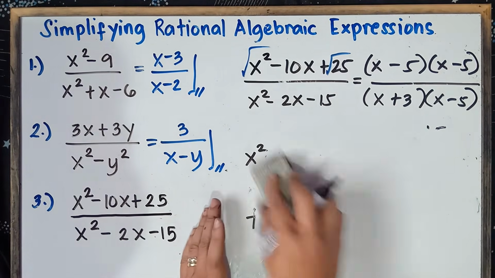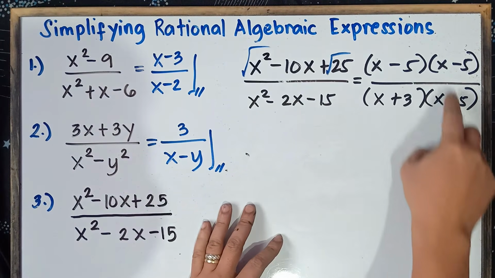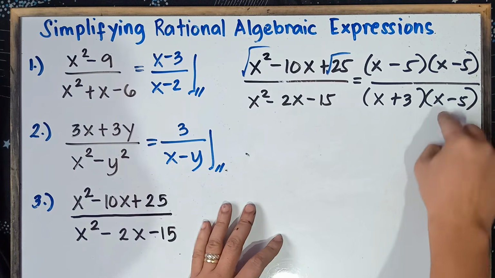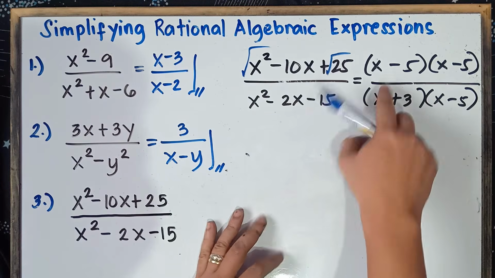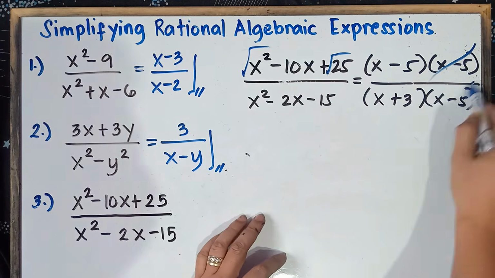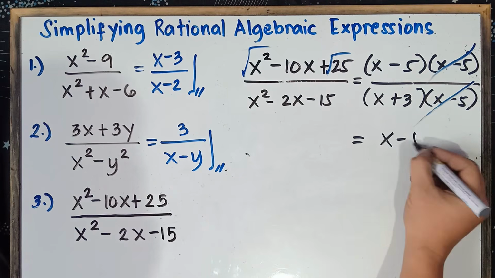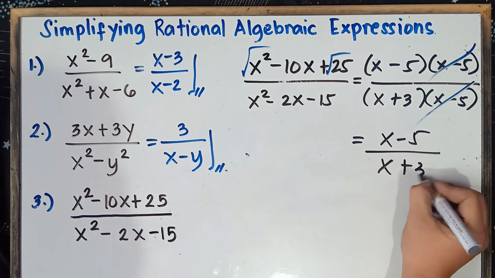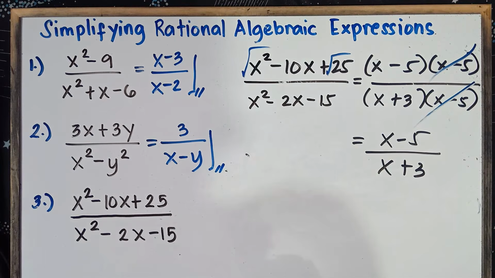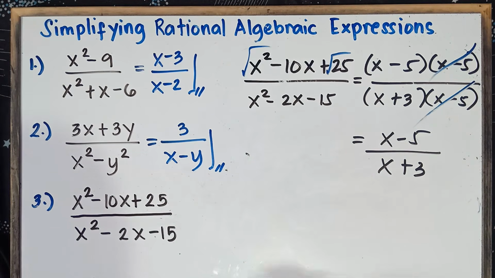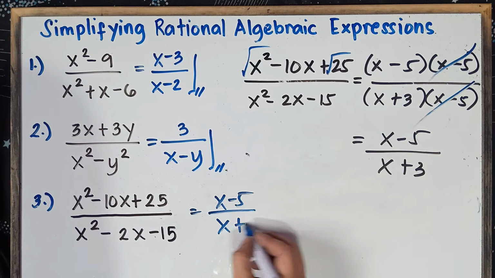Alright, so therefore, we can cancel this out. Same denominator and numerator, so you can cancel this out. X minus 5 and then x minus 5. So therefore, our final answer, we have x minus 5 over x plus 3. All set, class. That's the answer with regards to example number 3. So we have x minus 5 over x plus 3.